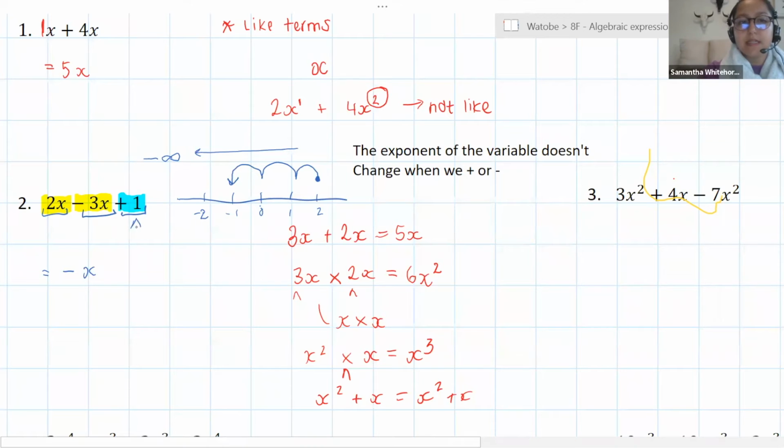Remember, we said that this +1, that constant term, is completely separate. It's not a like term. So we just chuck it in there. We can't add or subtract anything to it, and that's it. Pulela, well done.